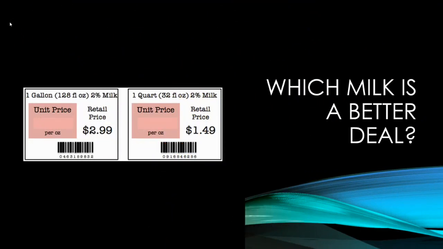Now I want you to try. Which one of these milks is the better deal? Both of them are 2% milk, but one of them is a gallon and one of them is only a quart. Good luck!